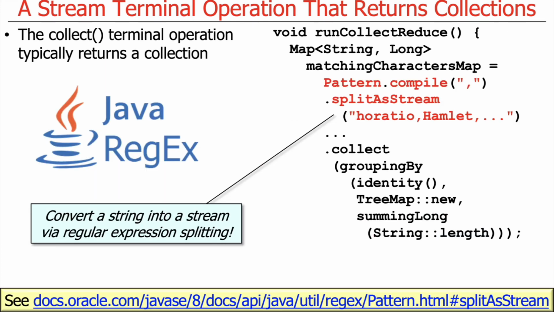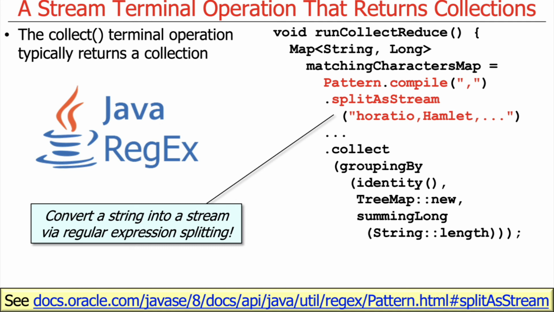There's other ways to create streams. Here's a really interesting one. You can use regular expressions. So this is kind of a cool example where we're going to give the list of Hamlet characters as a single string of comma-separated character names. And we're going to create a regular expression pattern that will split on the comma.